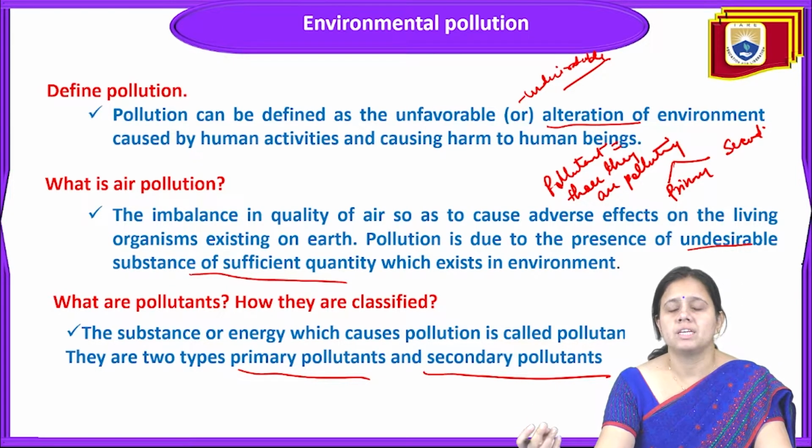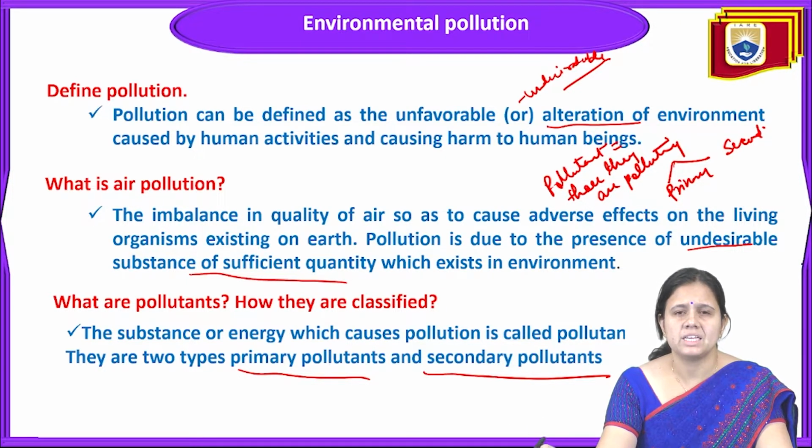In a particular environment, in the case of air, SOx and NOx are pollutants. In the case of water pollution, sewage, silt and dirty water are all pollutants. In the case of soil pollution, runoff from agriculture, pesticides and chemicals are all pollutants. So any agent that is causing pollution is called a pollutant, and on the basis of its origin, it is divided into two categories: first the primary pollutant, and next the secondary pollutant.